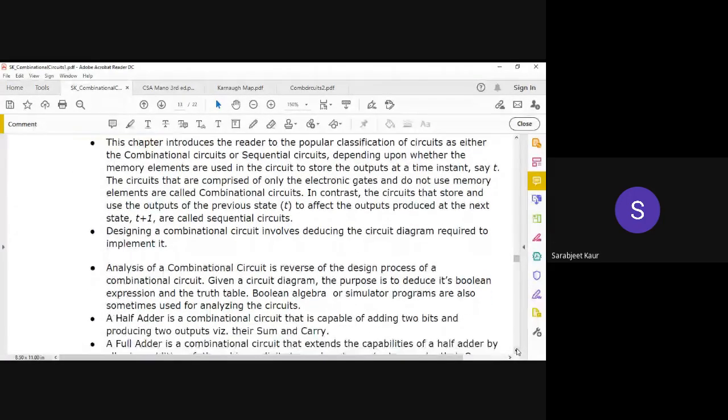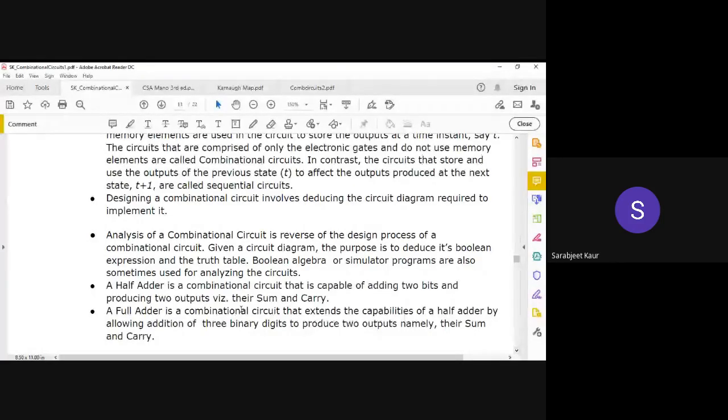I'm just going to be introducing one term to you, which is analysis of a combinational circuit. What does it mean? Analysis of a combinational circuit is the reverse of the design process. Okay, so what we do here is we start with the circuit diagram of a particular combinational circuit, and the goal is to get its corresponding Boolean expression from which it was constructed. Okay, so how do we do this?